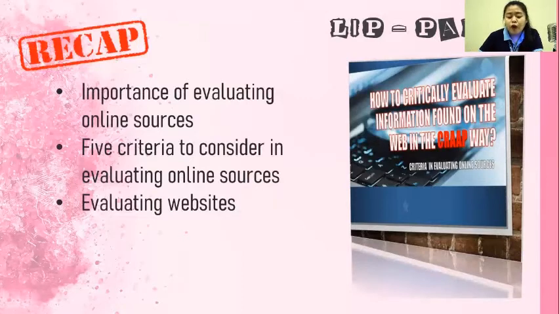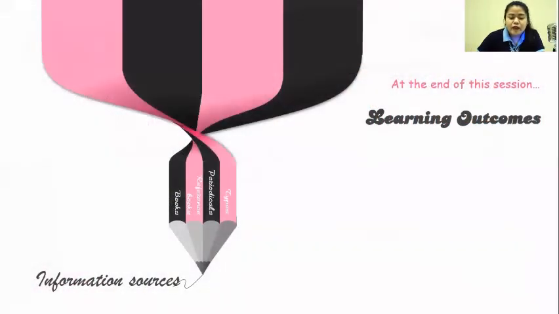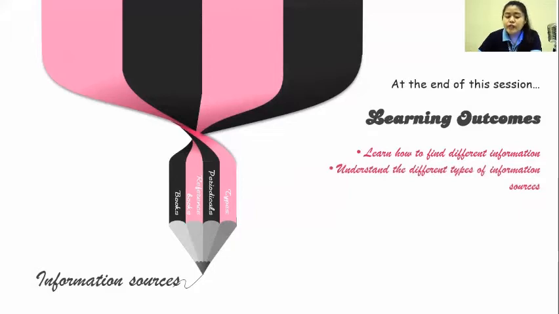So, iyan po yung summary ng diniscuss namin last time. So, let's move on to our next topic. Babalik naman tayo sa library and i-discuss natin yung different types ng information sources na makikita natin sa library and kung paano ba natin ma-maximize yung uses nito. At the end of this session, you will learn how to find different information. You'll also understand the different types of information sources. And you'll be able to maximize the use of information in the library.